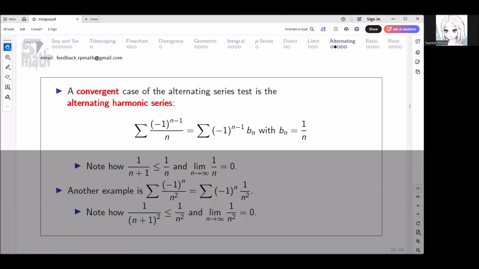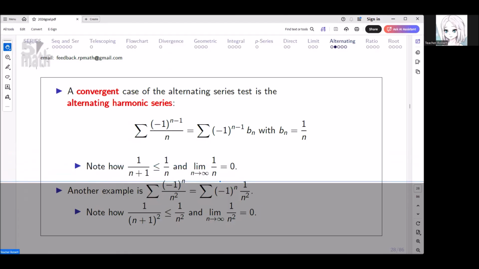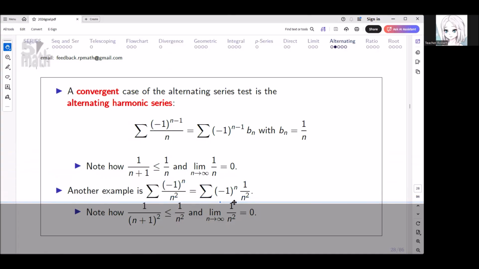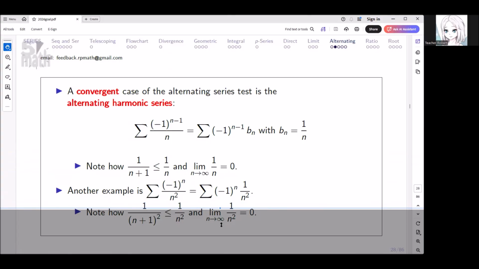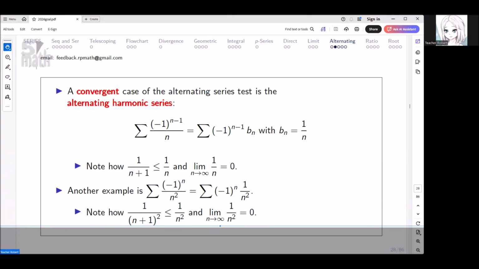A convergent case of the alternating series test is the alternating harmonic series. Here. Note how this and that. Another example is this. Note how this and that.